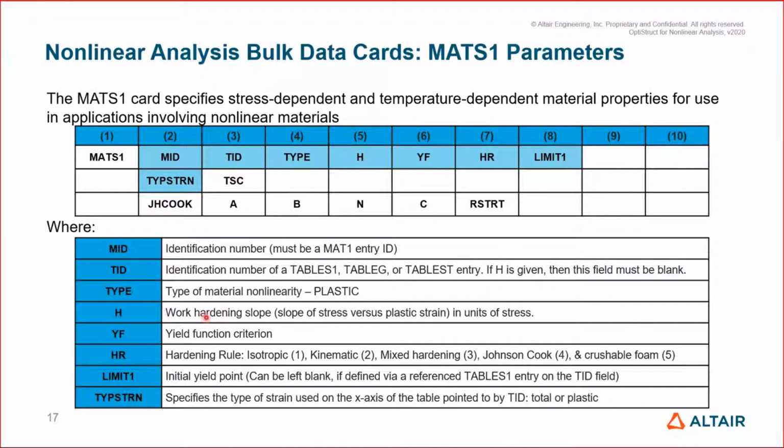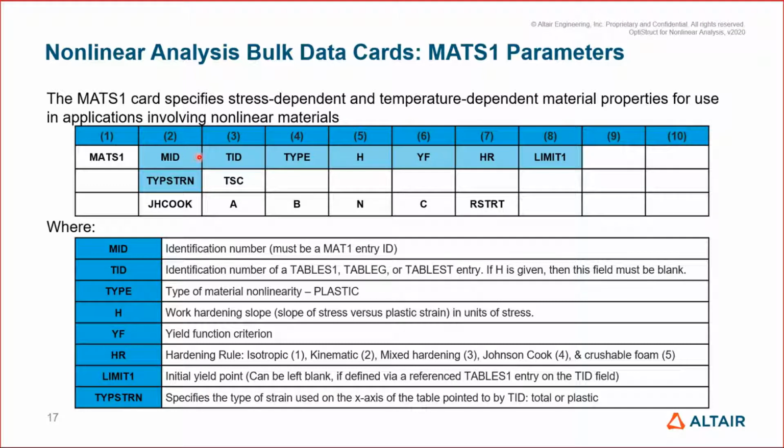So that's the hardening rule and also the hardening slope. That defines the plastic region. But if you already have the stress strain curve, then you actually don't need both of these. You directly just put in your table here, TID. So directly put your table here for the stress strain curve.